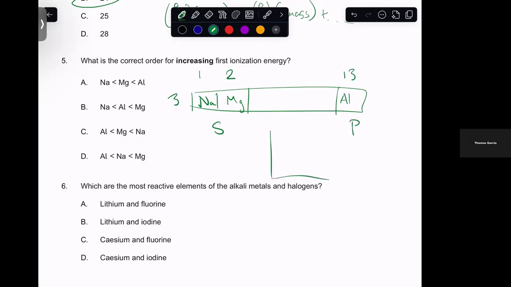If we then look at the energy levels of these, this is our 3S and our 3P, so this is energy. And we look at the ionization energy, which has to do with the outermost electron.